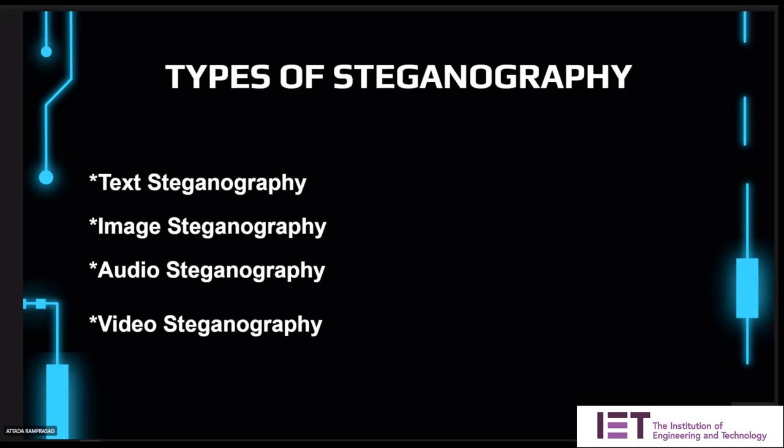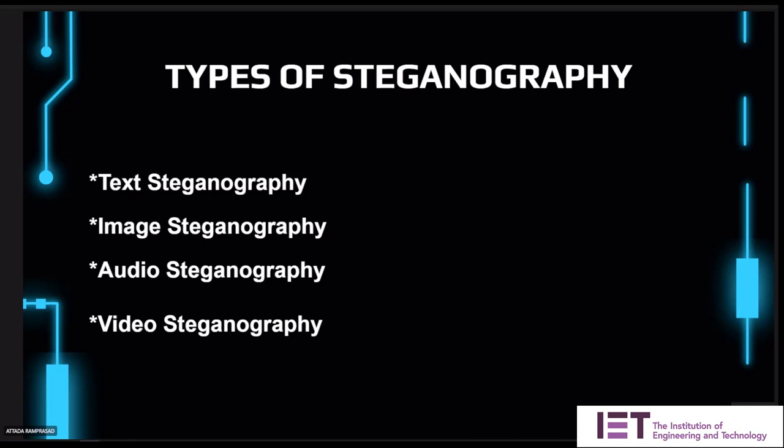Then there is image steganography. I'll be discussing image steganography in brief in the upcoming slides. Audio steganography: in audio steganography, the secret message is embedded into an audio signal, which alters the binary sequence of the corresponding audio file. Now comes video steganography. In the case of video steganography, the data is hidden digitally in the video format. The advantage of this is that a large amount of data can be hidden inside. You can think of this as a combination of image steganography and audio steganography.